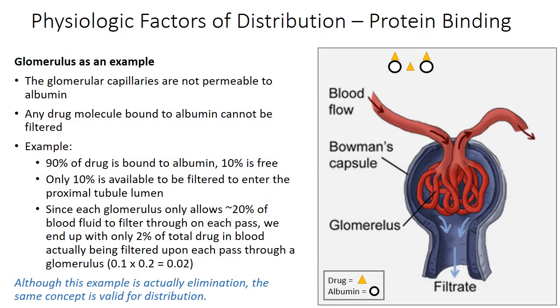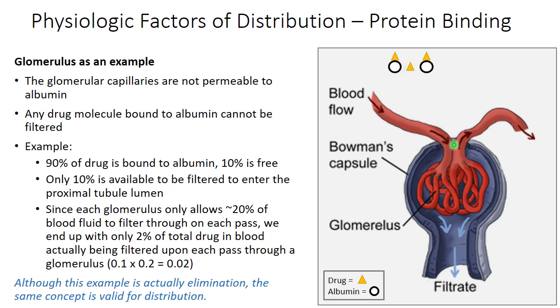In this slide, we'll use the glomerulus as an example of how protein binding affects drug distribution. Honestly, the glomerulus is more related to elimination, but this same principle can be applied to other tissues. Okay, so if you look up here, you'll see that's supposed to be albumin. In that triangle, there's supposed to be the drug molecule. And for this small animation, the example is that two of them are protein bound. One of the drugs is not protein bound.